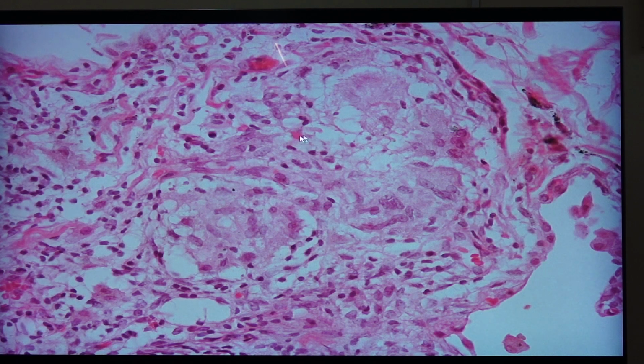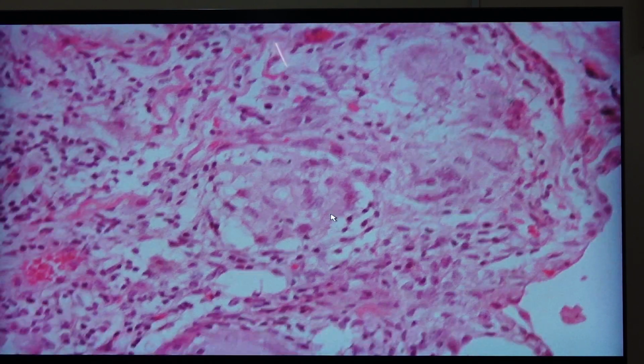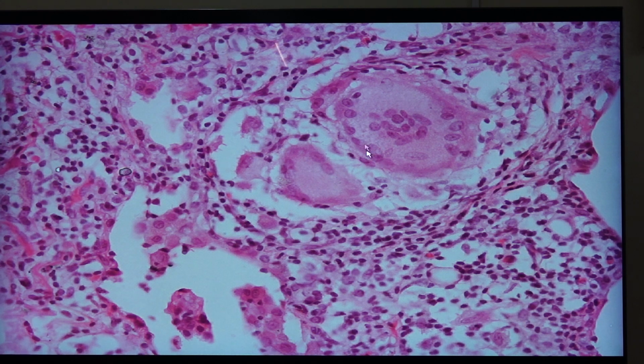So here we have the presence of nodular formations. We have the presence of epithelioid histiocytes. And then we also will see the presence of Langhans type giant cells. So this is sarcoidosis. Okay. So next we have slide 143. This is anthracosis or silicosis.